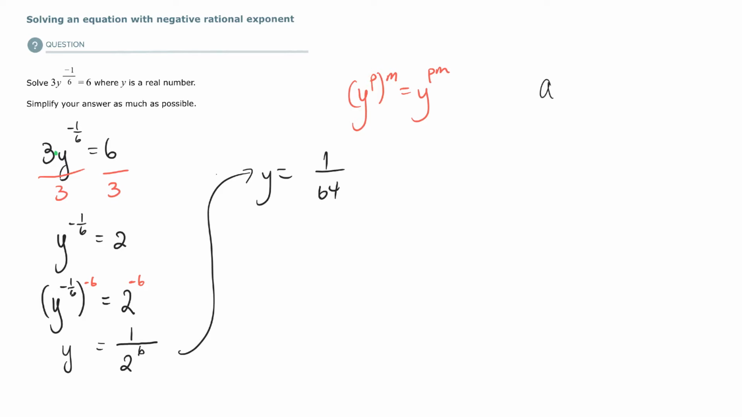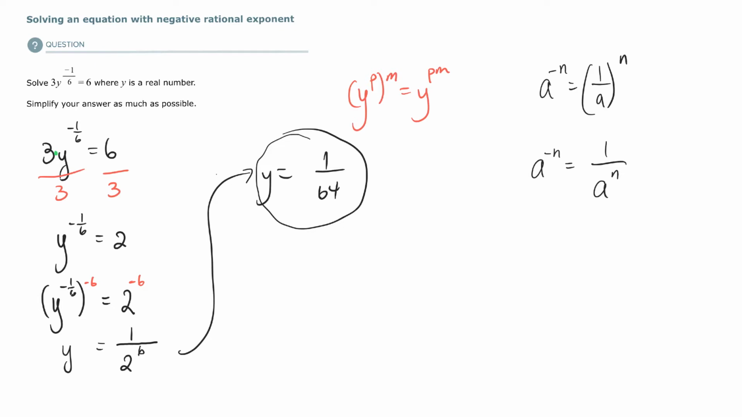Remember, a to the opposite of n simply says, take the reciprocal of a and raise it to the n. Or you can remember this formula. Some of you will remember that it's 1 over a to the n. So that's a little bit more of a shortcut. So either one of those is fine. In this case, y is simply 1 over 64.